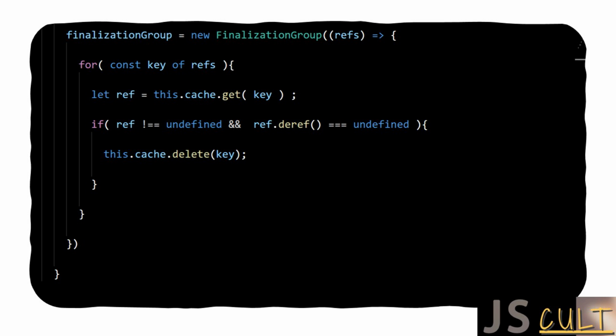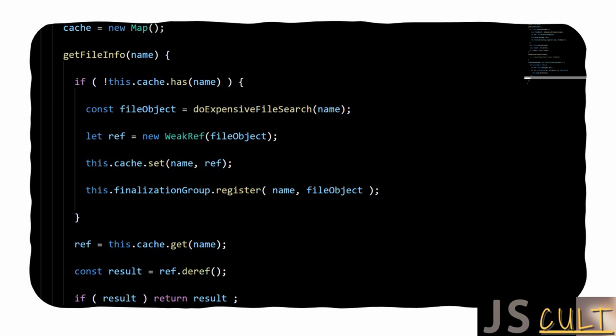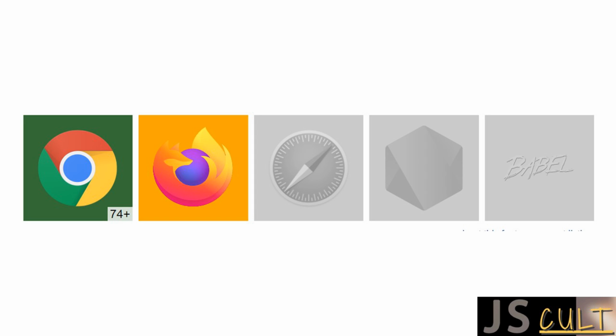So here goes the final implementation. One line is added for FinalizationRegistry with the search string and returned file object. WeakRef and FinalizationRegistry are yet to be standardized in many platforms, but polyfills are available.